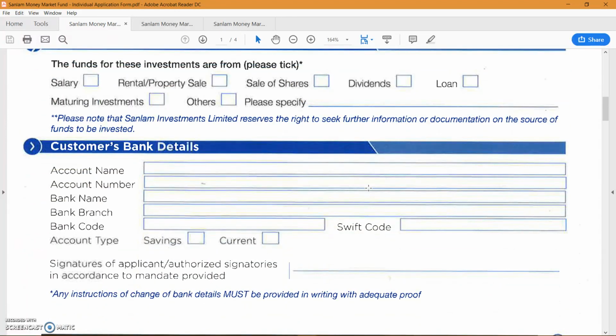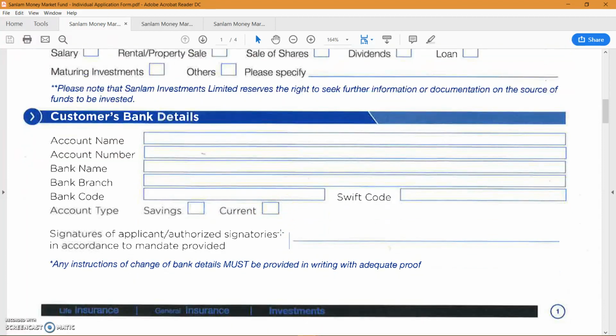Your customer bank details, these are important because this is where funds will come to you. So if you prefer to be paid monthly interest, it will be remitted to this bank. And again, this is also part of the know your client procedures. So you need to put in your account name as it appears in your ATM card, your account number, the bank name, the branch, the SWIFT code. This is very important if you're doing international transfers, the bank code if you know it, and then you'd put the type of your account. I'd prefer working with a current account, and then you'd append your signature here for purposes of your bank details.